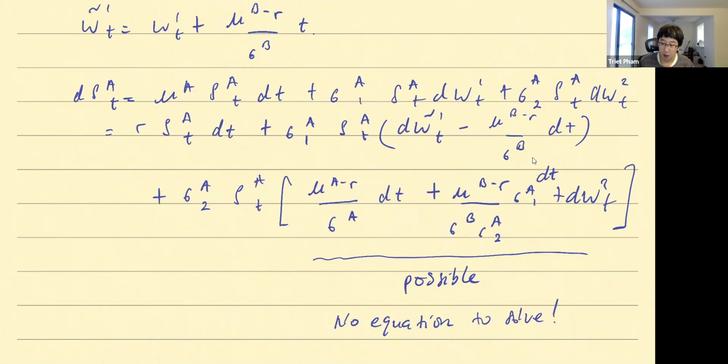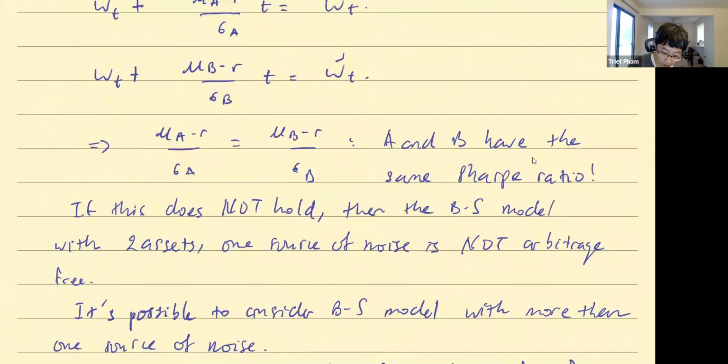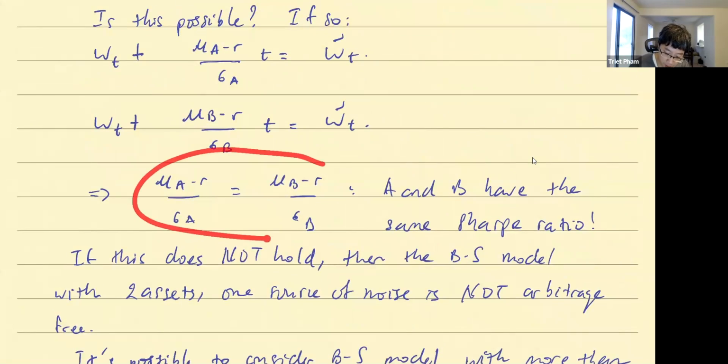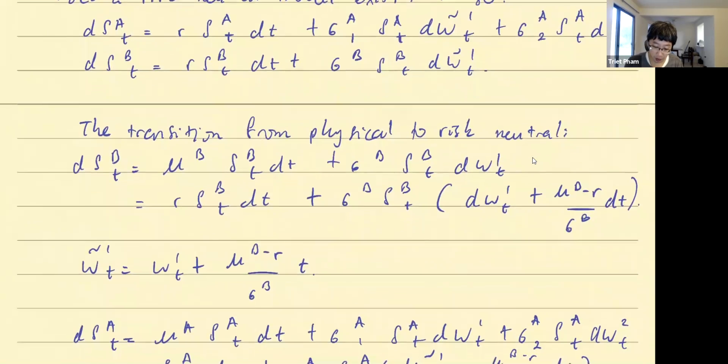Okay. This is just what we call W2. Unlike the previous case, where I said that these two must have their Sharpe ratio being equal, here there's no such thing.